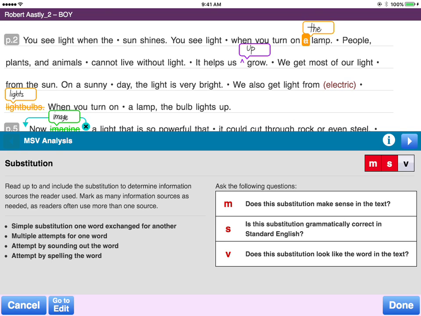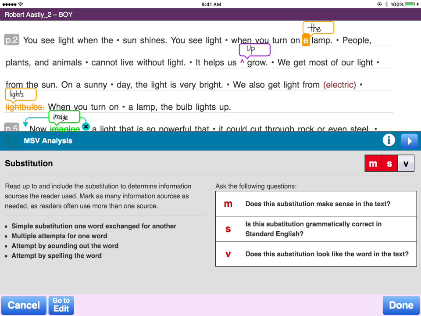So when you're analyzing and doing MSV on a particular text, the most important thing you have to remember, with most of them, you're going to read up to the error and then stop to analyze. So the first sentence says, you see light when the sun shines. You see light when you turn on the. This is where you'll stop because this is where the error was made. So you will analyze everything before this word to figure out the MSV. So when you turn on the, that was the error.